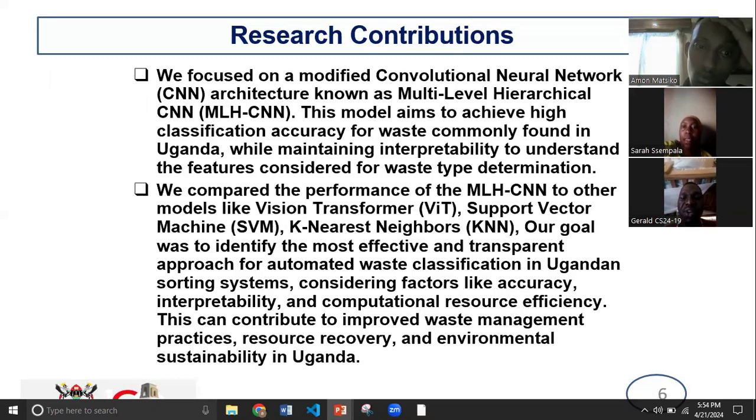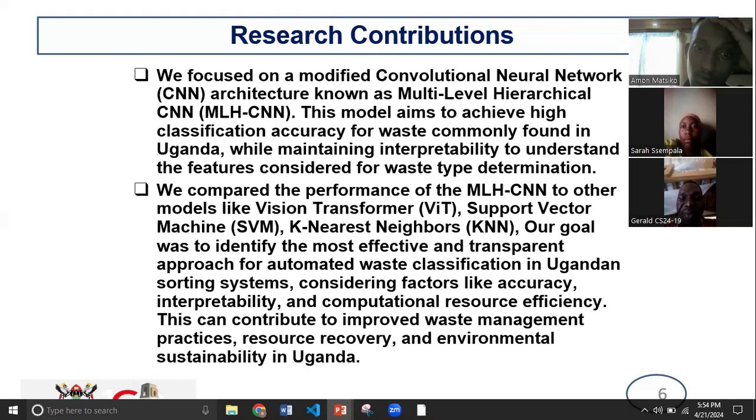Our contributions in research: we focused on a modified CNN architecture known as the multi-level hierarchical CNN. This model aims to achieve high classification accuracy for waste commonly found in Uganda, while maintaining interpretability to understand the features considered for waste type determination.